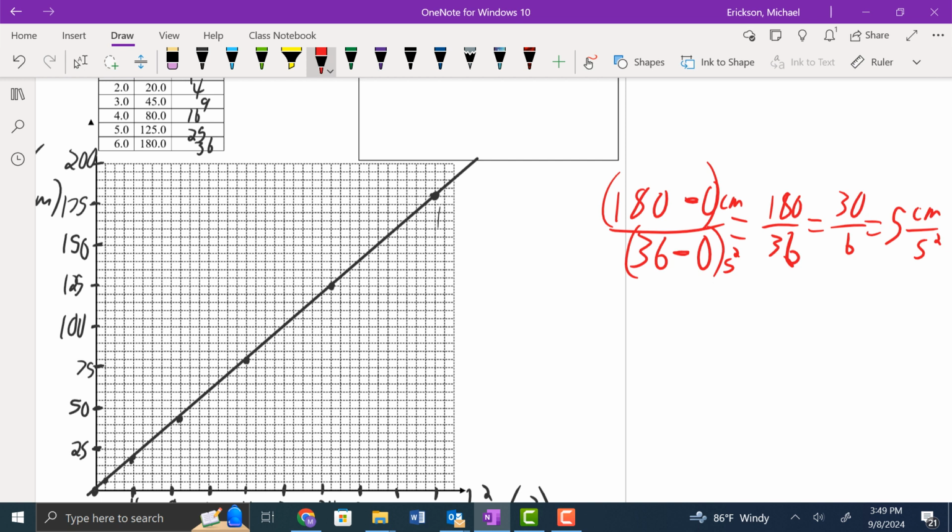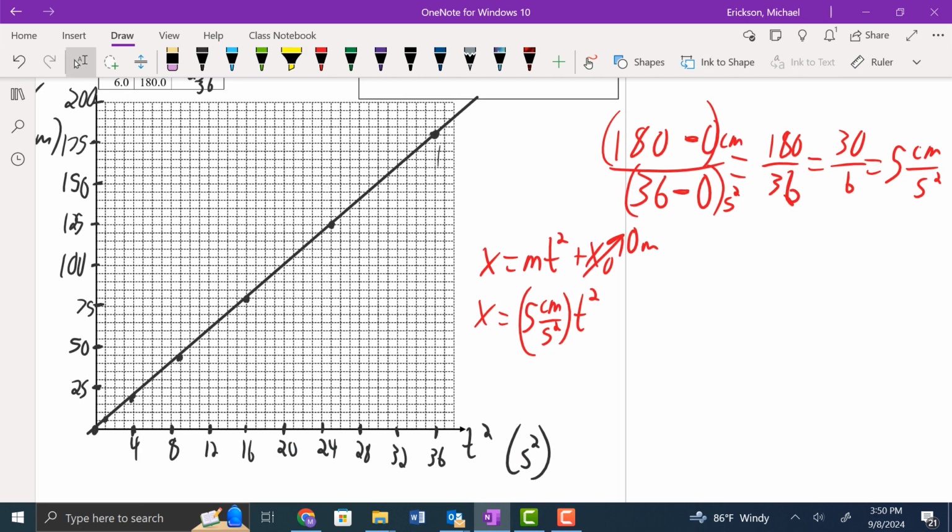If I wrote out this formula, this is what I would get. So x is equal to m times, now x is my vertical axis, my x-axis is whatever's there, which is t squared, and then plus x naught, which is going to be 0 meters. And they actually gave us that data. So my m is 5. So x is equal to 5 centimeters per second squared times t squared.